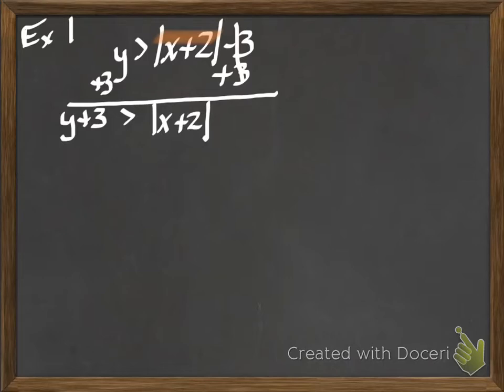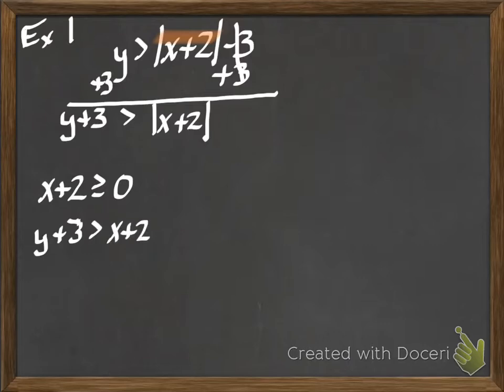And now I can split it apart into my 2 rules, but I need to say when I'm going to be using each rule. So when x plus 2 is greater than or equal to 0, I'm going to do the positive side. That's going to be y plus 3 is greater than x plus 2. But we don't typically like equations in this format.